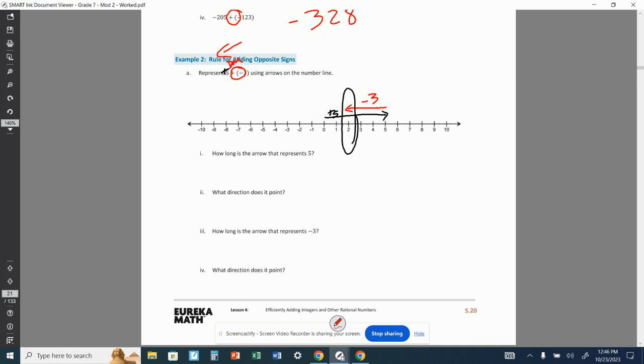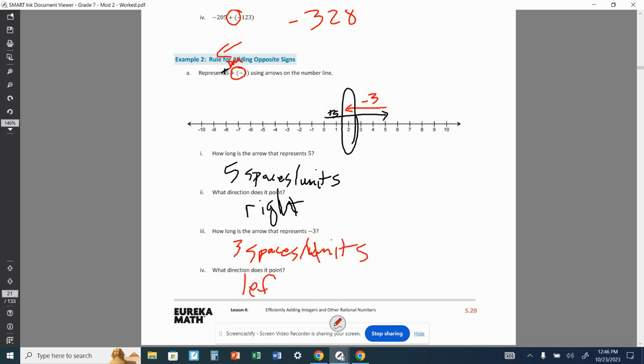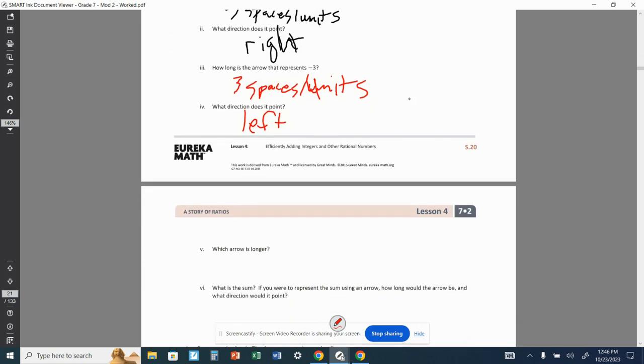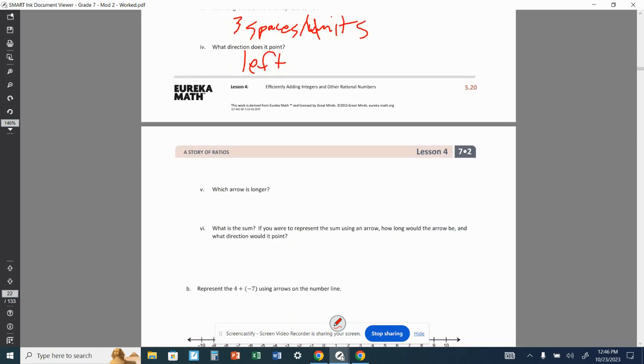How long is the arrow that represents 5? It's 5 spaces, 5 units long. What direction? That points right. How long is the arrow that represents -3? 3 spaces, 3 units. And what direction does it point? It points left. So we can see they're conflicting, right? So which arrow is longer? The right arrow. Right, that's the one of those, the 5 is longer.